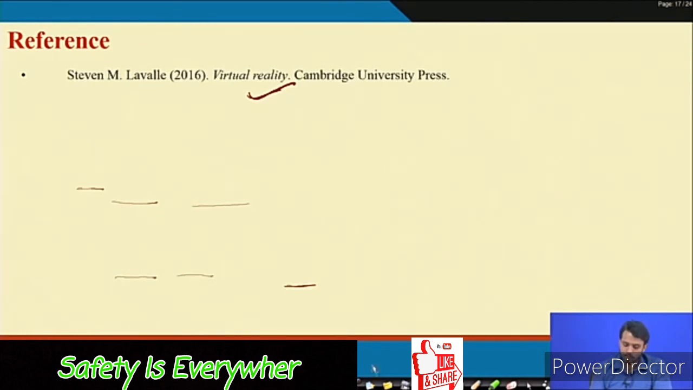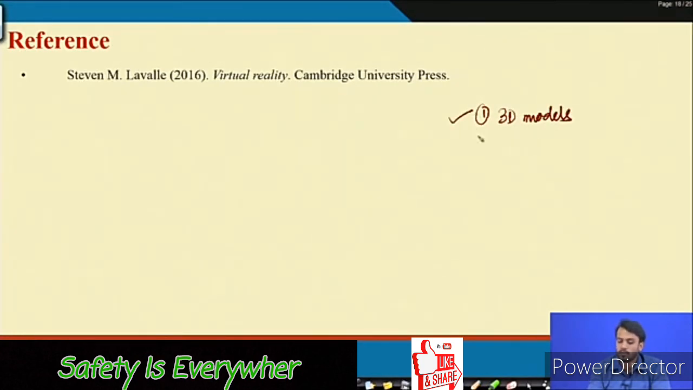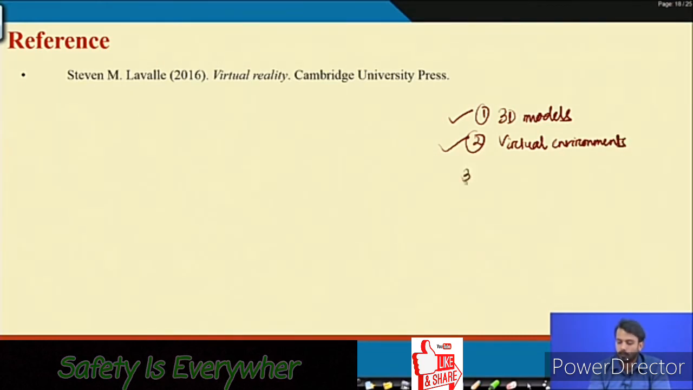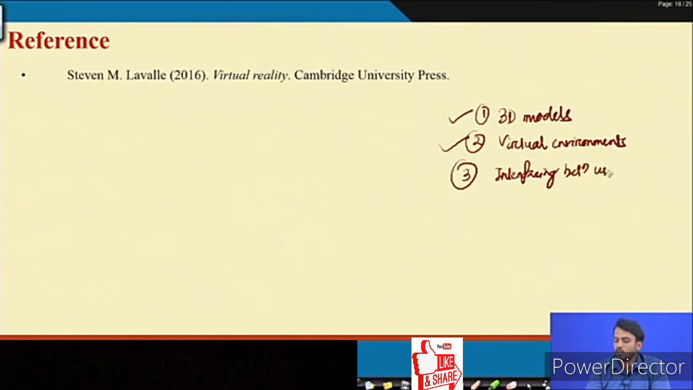So in this lecture we saw first how 3D models are created, because our main focus is 3D models. Then our second focus is the development of the virtual environment, in which all the 3D models will be incorporated and the virtual environment will be created. And the third one is the interfacing between the user and the virtual environment.